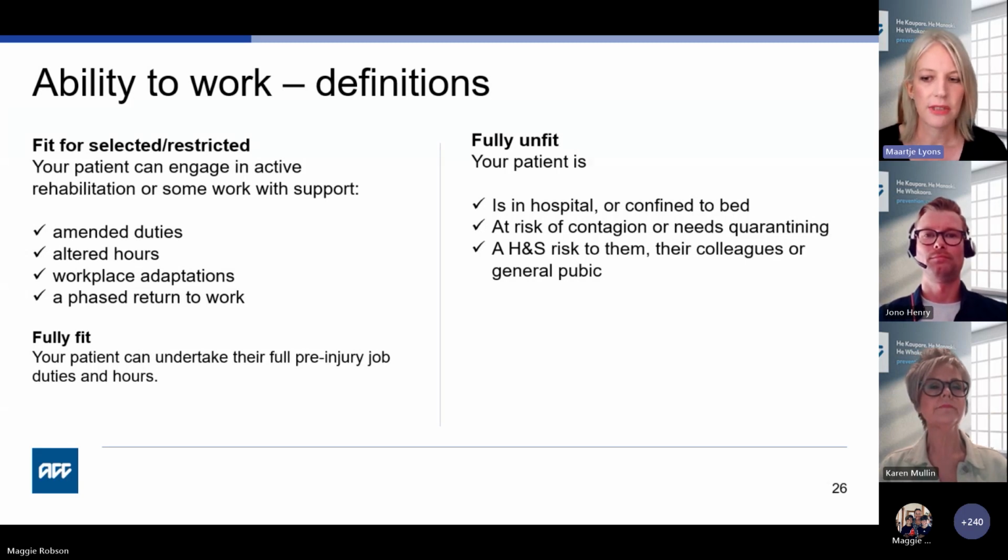In circumstances where your patient is in hospital or confined to bed, or there's a contagion risk, or if being at work could perhaps pose a health and safety risk to them, their colleagues, or the general public, then a period of being fully unfit might be necessary. But as you all know, in reality, there's often a progression of workability during a patient's recovery from injury.